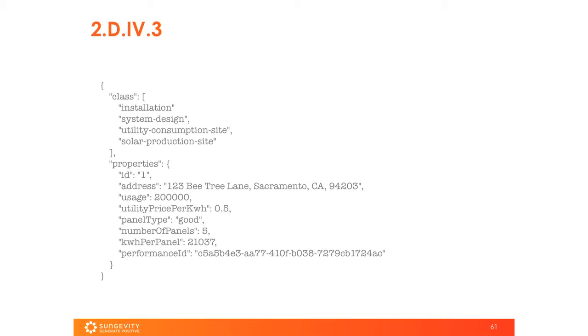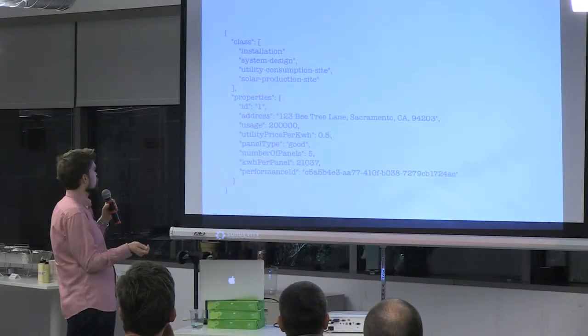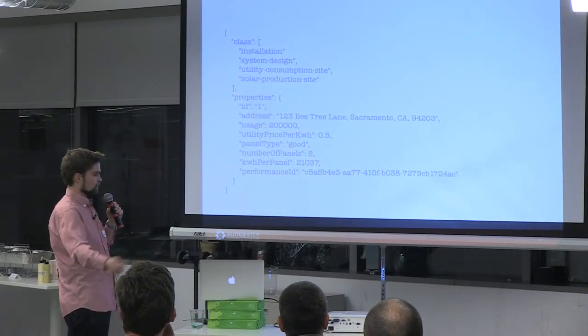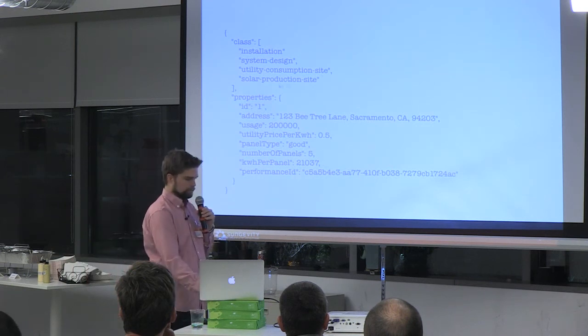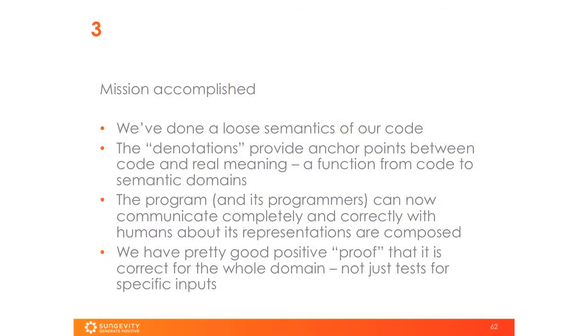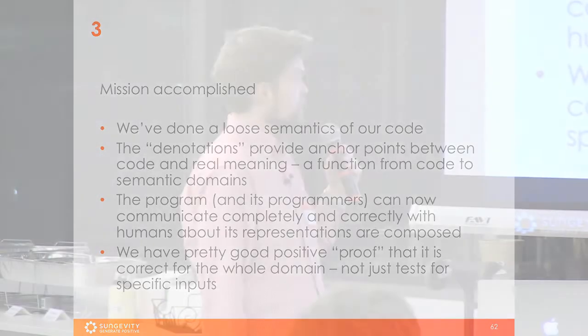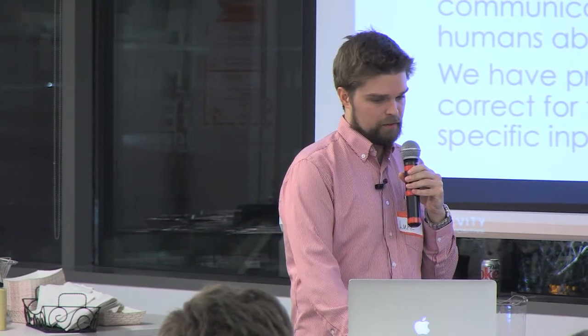This Siren entity is saying, I'm a member of the domain installation, I'm a member of the system design. I'm also a utility consumption site and a solar production site, and I have all of the values associated with it. So, mission accomplished. We've done a loose semantics of our code, and we know what the different parts of it mean. And these denotations provide an anchor point between code and meaning, a function from code to semantic domains, basically.